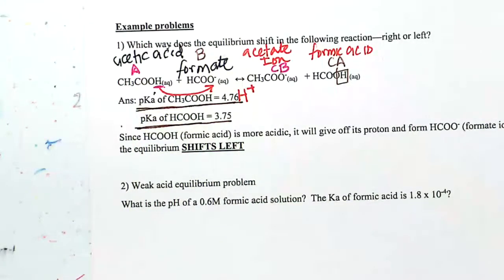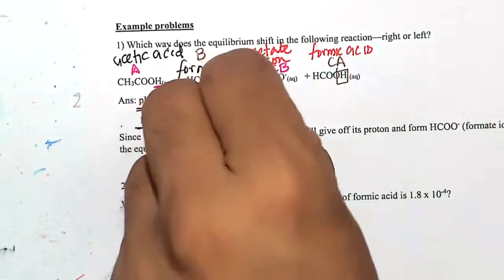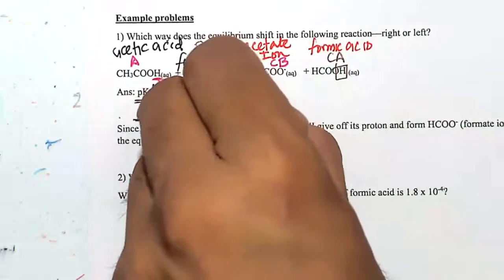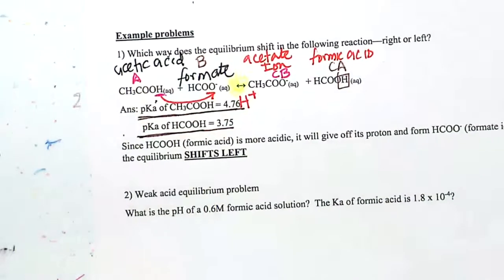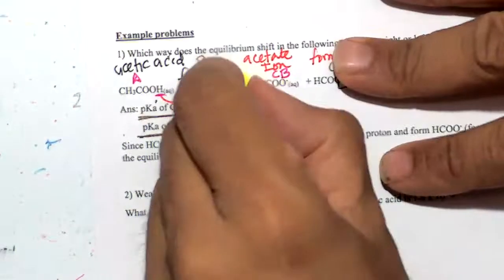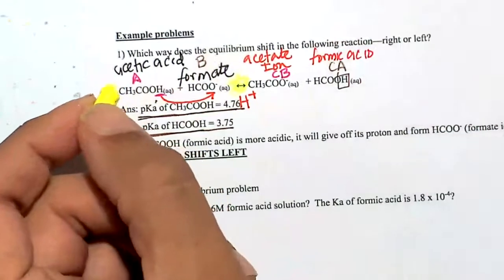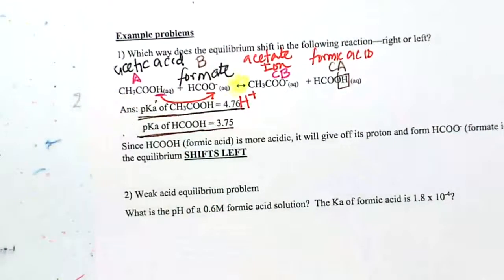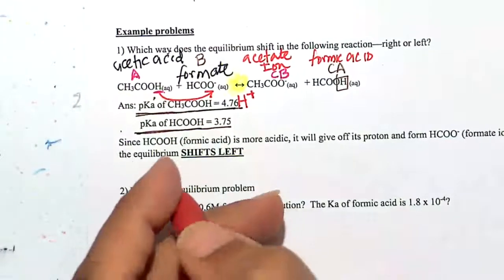So which way will this equilibrium go? How do you know it's in equilibrium? Always check the arrows. The arrows will tell you that it's in equilibrium if it's back and forth. And so which way will this go?